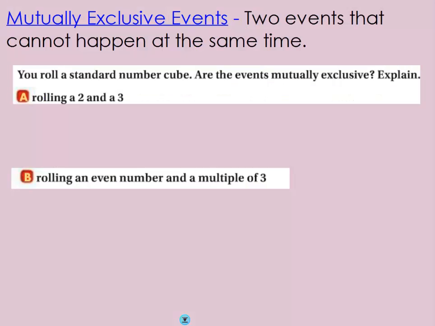All right. Mutually exclusive events. So these are two events that cannot happen at the same time. So it's just there's no possible way in the real world that they can happen. They are both exclusive of each other.